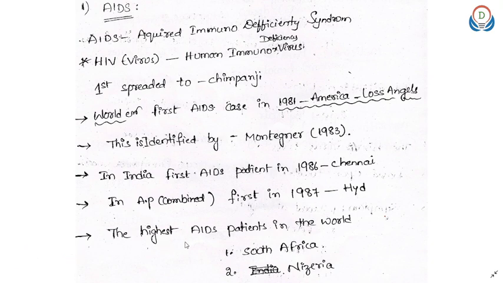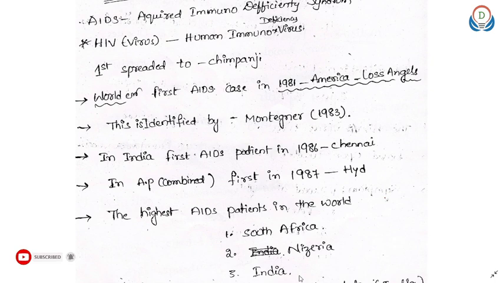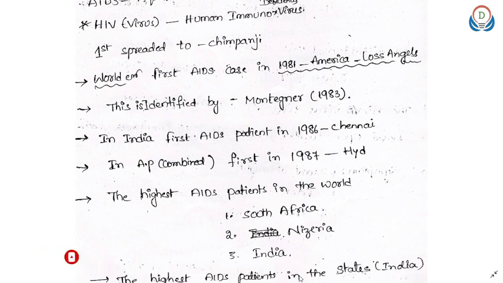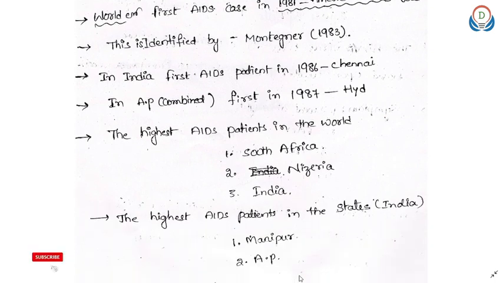The highest number of AIDS patients in the world: first is South Africa, second is Nigeria, and third place is India.